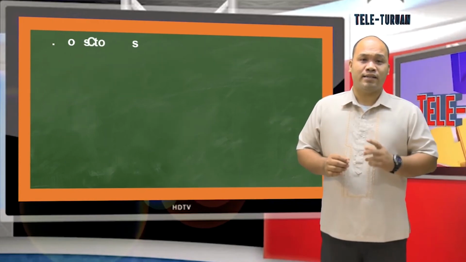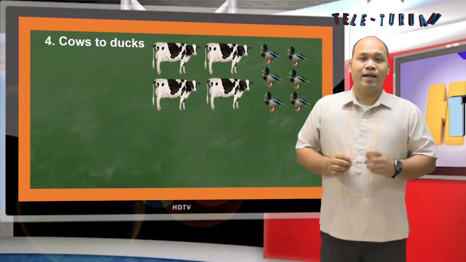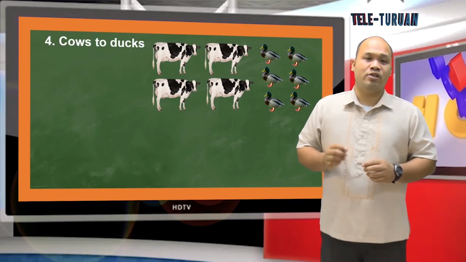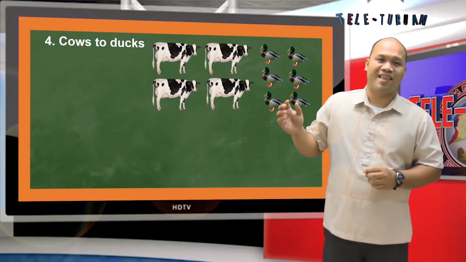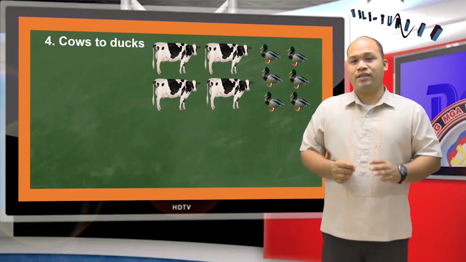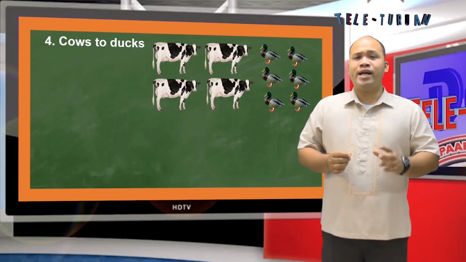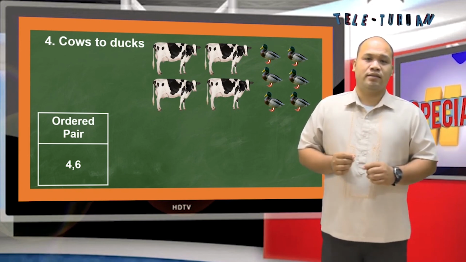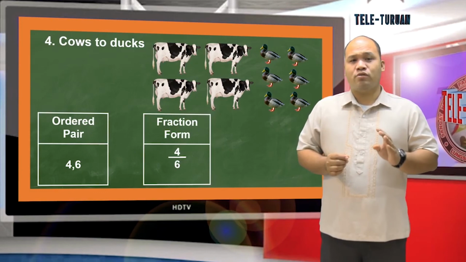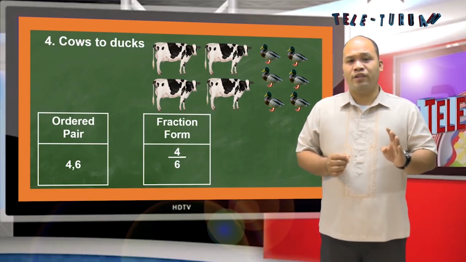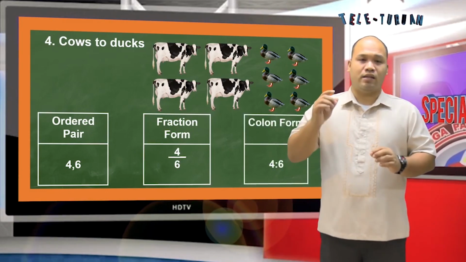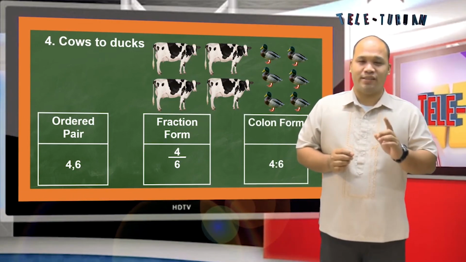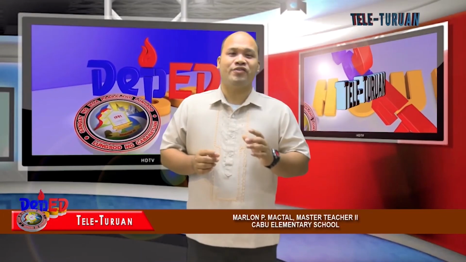Let us try example number 4. What is the ratio of cows to ducks? How many cows and ducks can you see in the illustration? Excellent! There are 4 cows and 6 ducks. If we write this in ordered pair, it will be 4 and 6. In a fraction form, 4 cows over 6 ducks, or 4 over 6. And in a column form, we write it as 4:6.